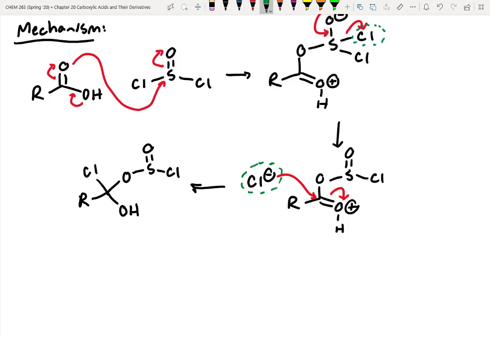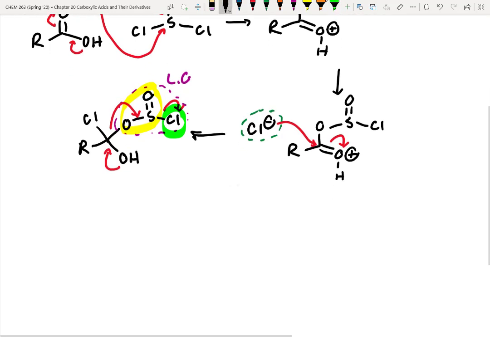The reason being is that this whole chunk right here is going to act as a leaving group. So what I'm going to do is change colors, and I'm just going to say that this can act as a leaving group. And I'll show you why. These lone pairs on this oxygen, if they clamp down, can kick off this portion all in one step. So this entire portion right here is going to become SO2 gas, and then this portion right here is going to become the Cl- that's kicked off. So let's take a look at what happens in this last step.